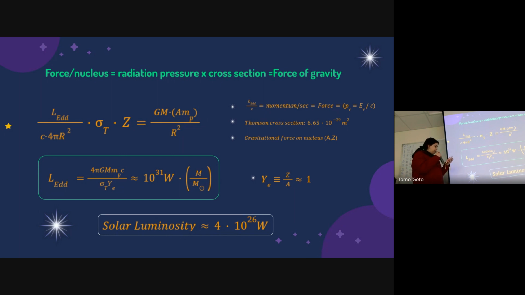And so we get that the Eddington luminosity is about 10 to the 31 watts per unit of solar mass. And in order to grasp this, we can compare it to the solar luminosity, which is 4 times 10 to the 26 watts. So we can see that the sun is not really big. In fact, stars can go as big in terms of their luminosity, maybe even 100,000 times or bigger.